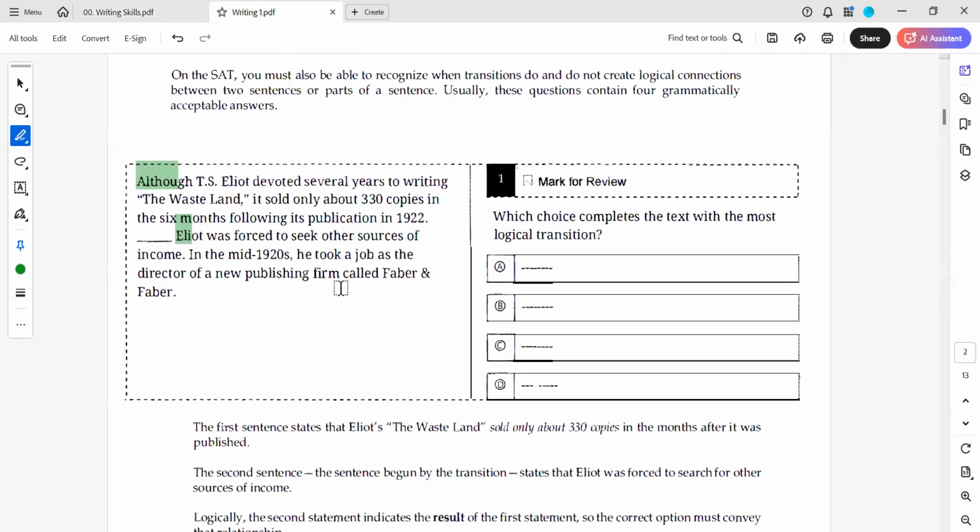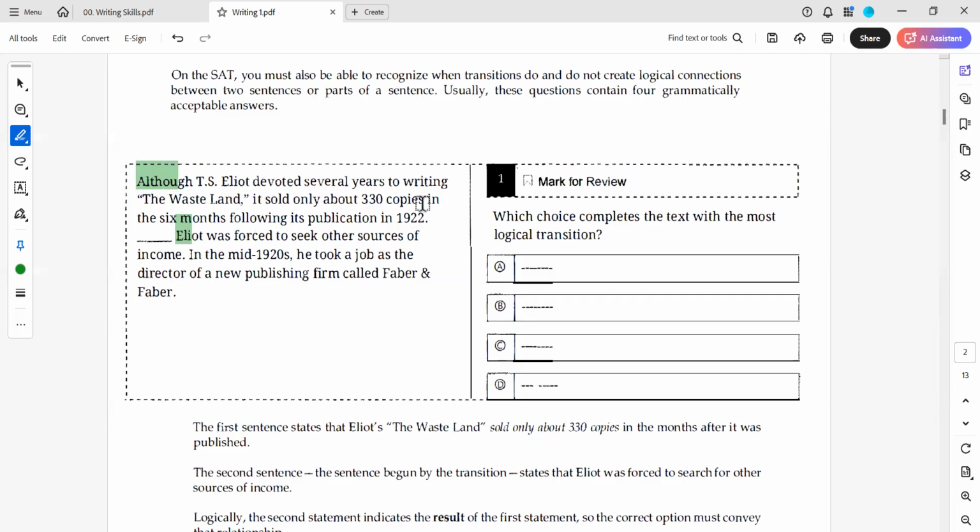Okay, let's see what we have here in that paragraph. We just need to read these two ideas. Our first reader, Safe. Let's check what we have here in these two ideas, the previous idea and the containing sentence, the sentence that contains the transition. Out loud, go ahead. I read the sentence. Yes, let's read that one. Although T.S. Eliot devoted several years to writing The Wasteland, it sold only about 330 copies in the 6 months following its publication in 1922.